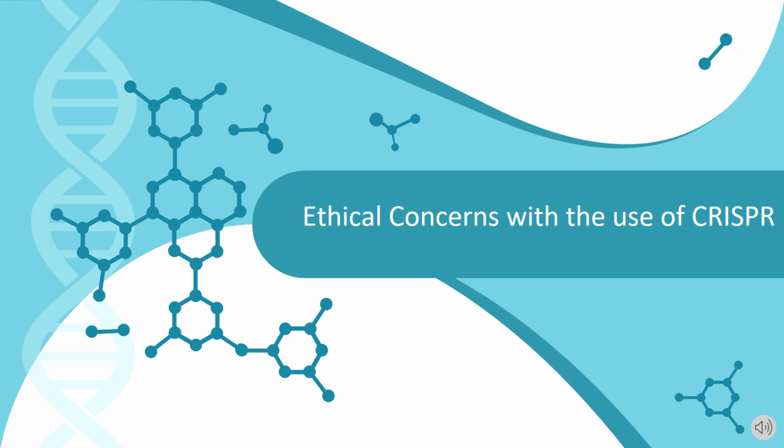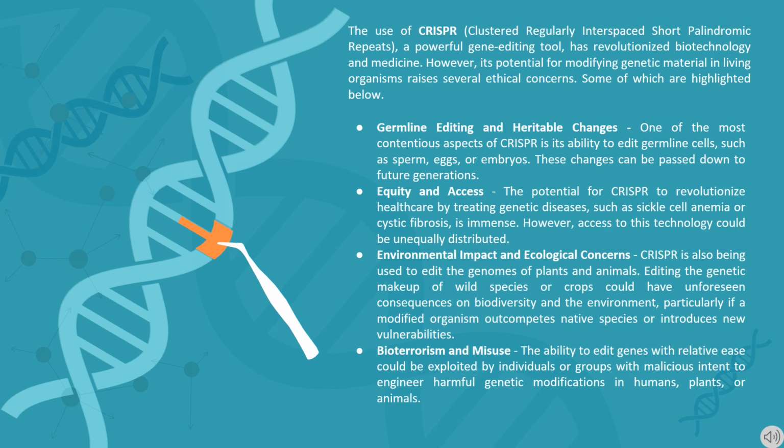Lastly, we'll be looking at ethical concerns with the use of CRISPR. The use of CRISPR, a powerful gene editing tool, has revolutionized biotechnology and medicine. However, its potential for modifying genetic material in living organisms raises several ethical concerns, some of which we'll discuss as follows. Firstly, there's germline editing and heritable changes. One of the most contentious aspects of CRISPR is its ability to edit germline cells such as sperm, eggs, or embryos. These changes can then be passed on to future generations.